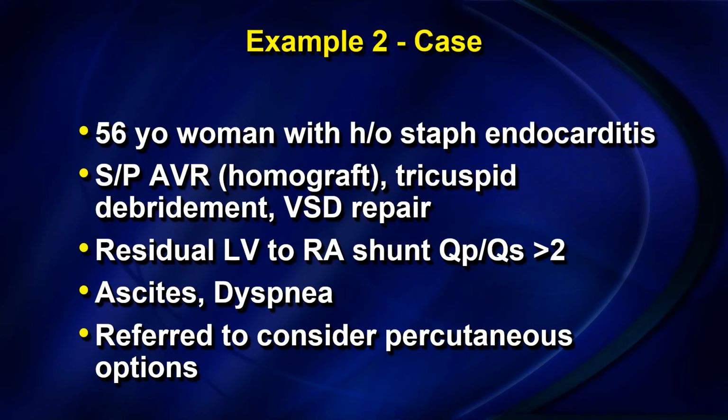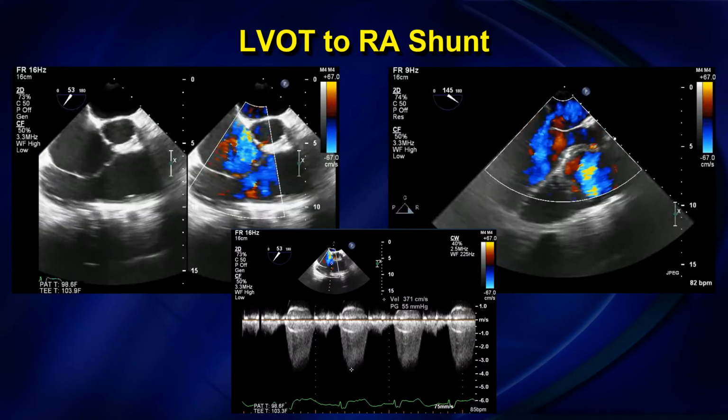This is another case where transgastric imaging was helpful. A 56-year-old woman with a history of staph endocarditis who had previous aortic valve replacement with a homograft, tricuspid debridement, and VSD repair. She had residual LV to RA shunt with a QP to QS ratio of greater than 2, ascites and dyspnea, and she was referred to consider percutaneous options.